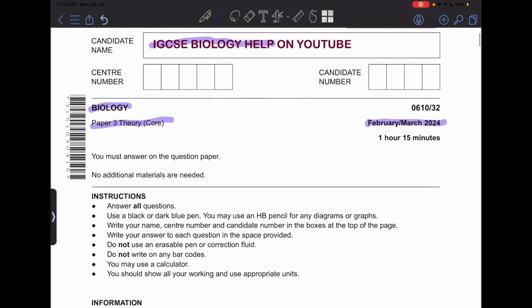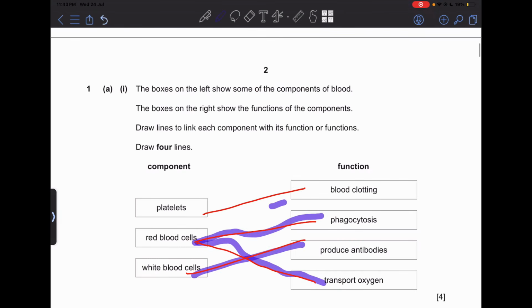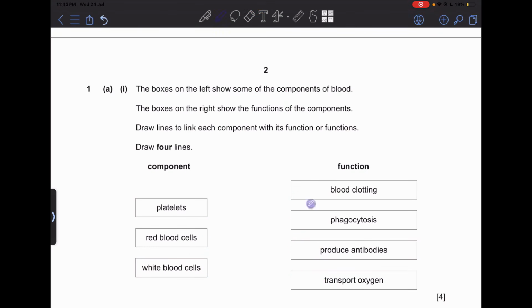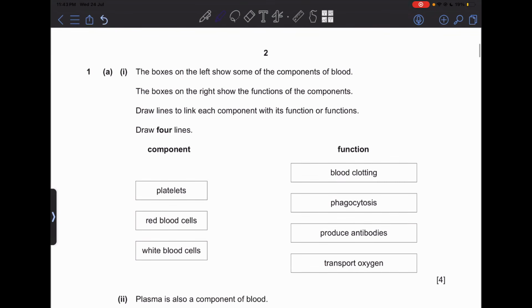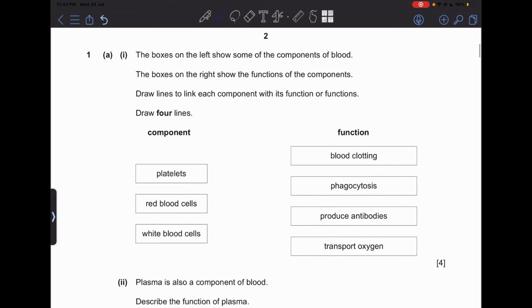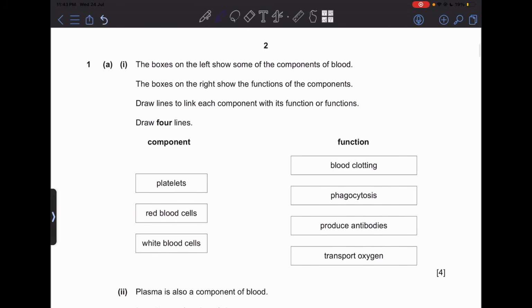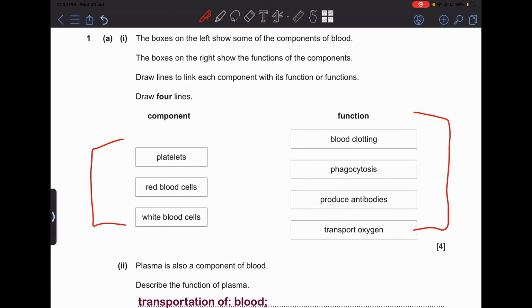Let's start solving. Question number 1 says, the boxes on the left show some of the components of blood. The boxes on the right show the functions of these components. Draw lines to link each component with its function or functions. Draw 4 lines. So, of course, we have only 3 components over here and there are 4 functions. So actually, one of these components has 2 functions.